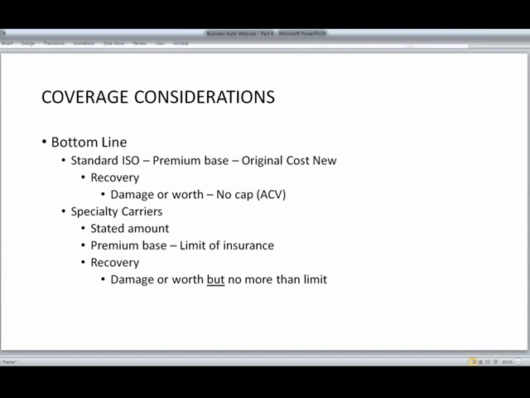The bottom line: standard ISO, premium base is original cost new, recovery is damage or worth, no cap. Specialty carriers, stated amount: premium base is the limit of insurance, recover damage or worth, but no more than the limit. That's the big difference.